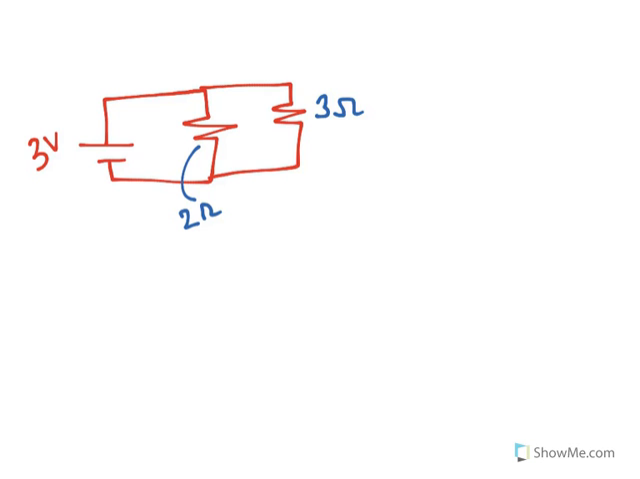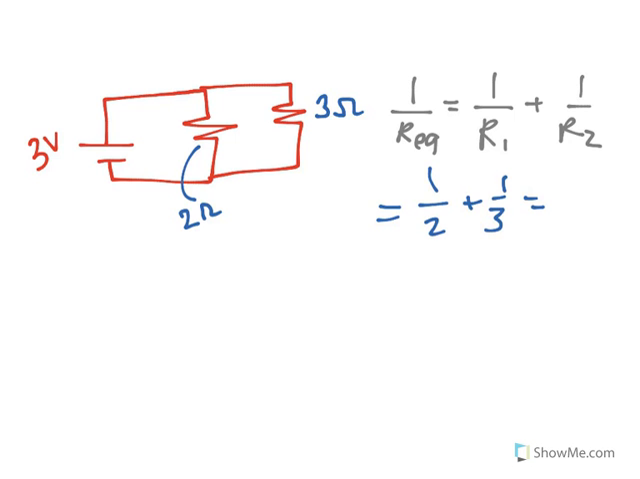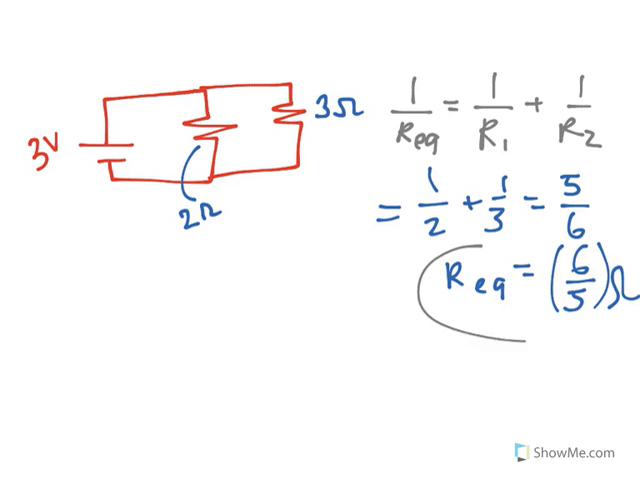Now since they're in parallel, we're going to use the equation for resistors in parallel, which is 1 over R equivalent equals 1 over R1 plus 1 over R2, which in our case is going to be 1 over 2 plus 1 over 3, and that's going to give us 5 over 6. So our R equivalent is going to be equal to 6 over 5 ohms. So now we know the R equivalent, and we know that the voltage of the battery is 3 volts. So now we can apply Ohm's law because we're looking at the voltage of the entire circuit and the equivalent resistance of the entire circuit.